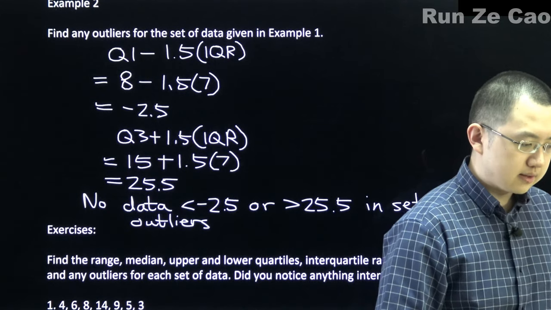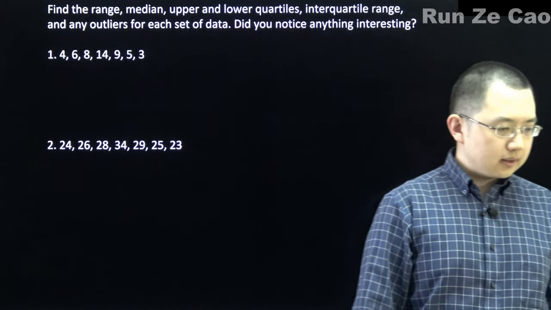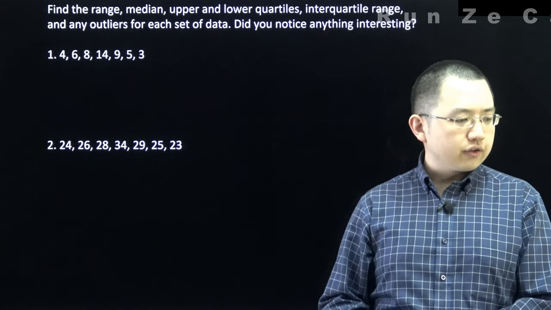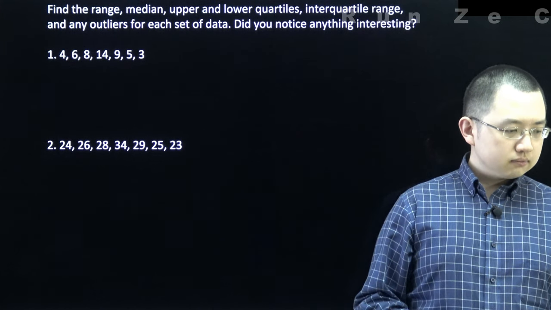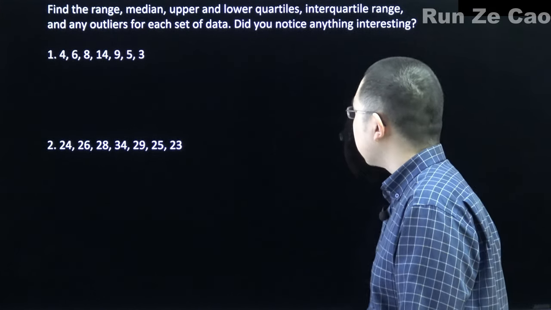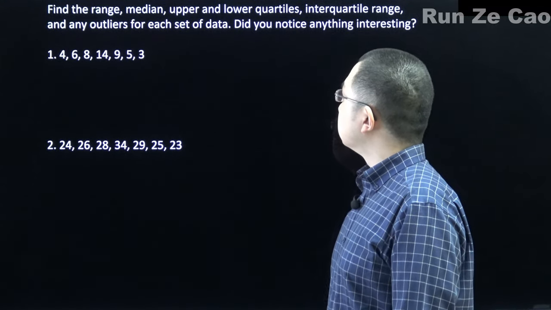Let's do some exercises. Find the range, median, upper and lower quartiles, interquartile range, and any outliers for each set of data. Did you notice anything interesting? Well, what's interesting to be noticed? Oh, hey, it looks like this is just that one plus 20. All right, then.